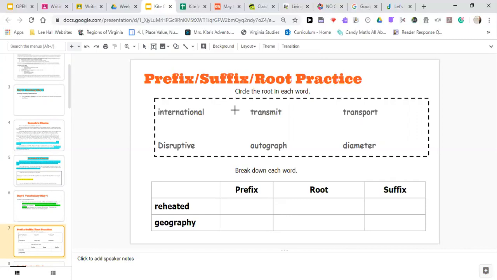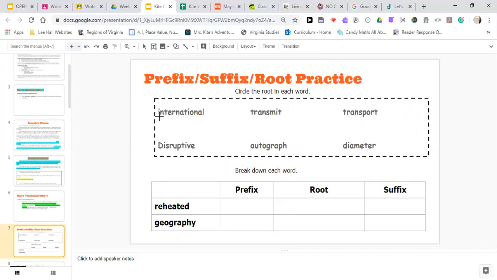Now, not all of these words are going to have prefix, suffix, and root words, but a few of them will have all three. Now, international is an example of one that has all three. If you think you know what it is, I want you to think for a minute. I'm going to give you a second of thinking time. Pause the video here and see if you can figure out what the prefix is.